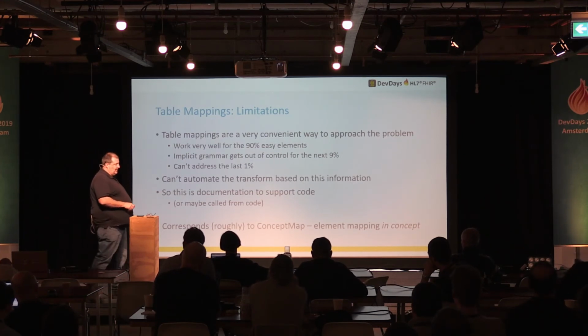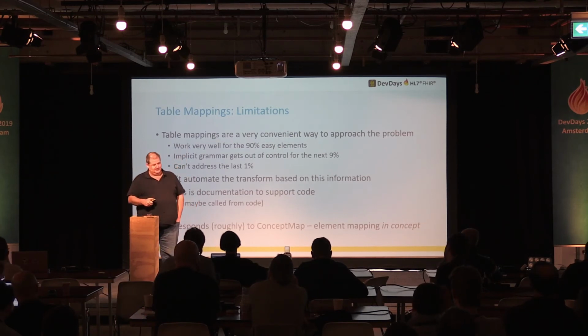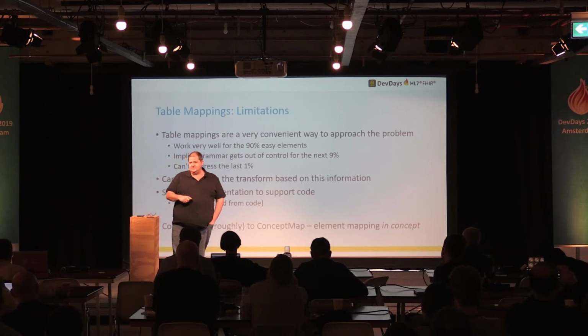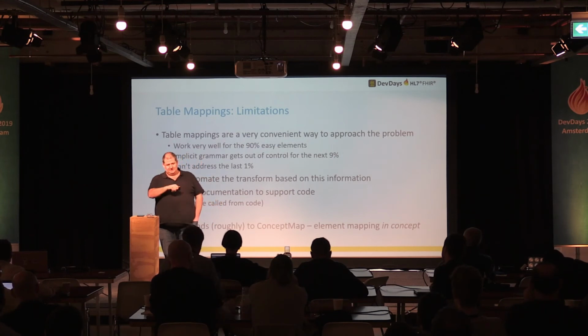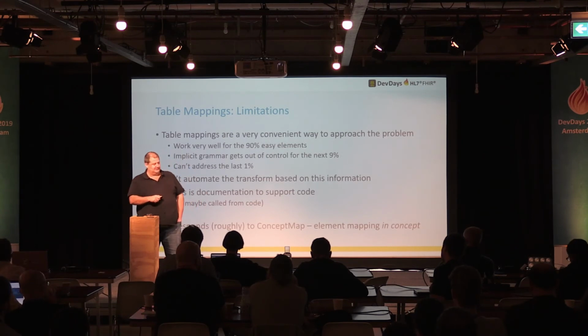Unless you do address the last 1%, you can't completely automate the transform based on the information. So it may be documentation that you use to support your coding process, or you might call it from your coding process to do all the easy stuff, and you just do the hard stuff from the code. Well, there's a variety of ways to handle that. I'm not saying this is not a useful approach. You just have to understand its limitations.